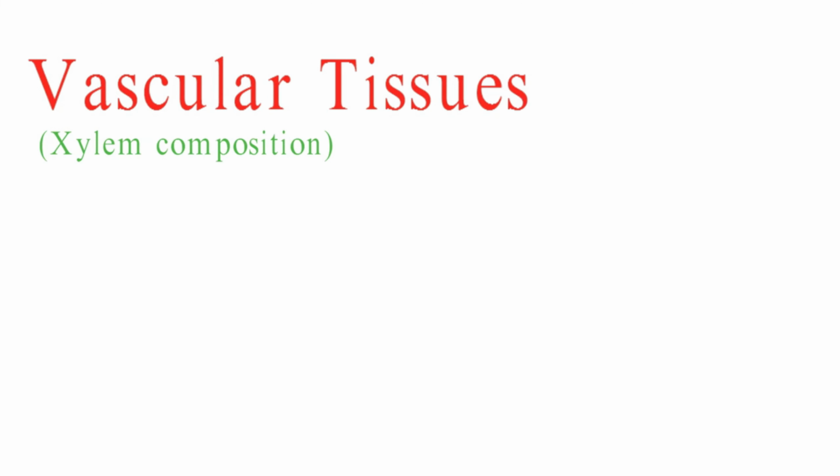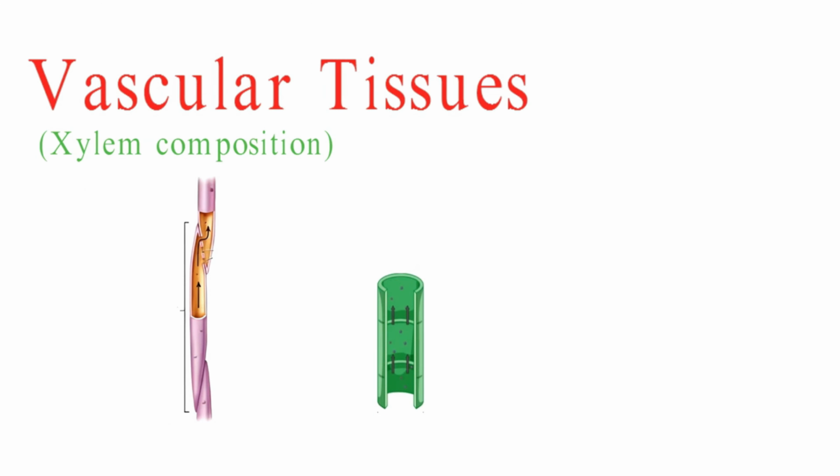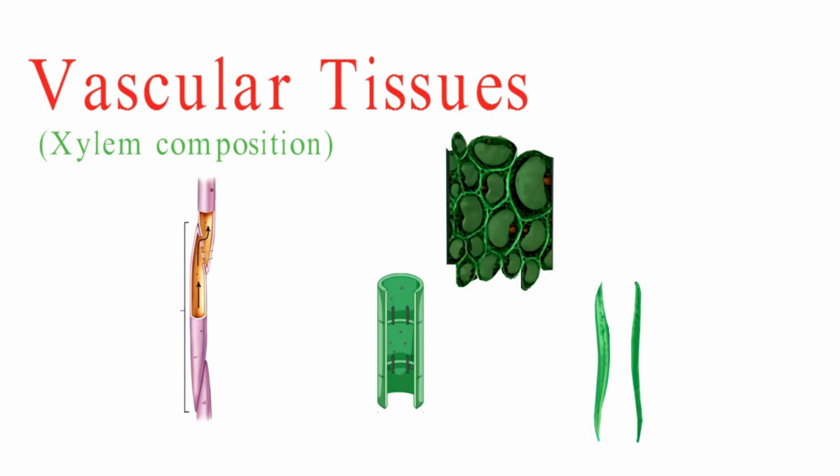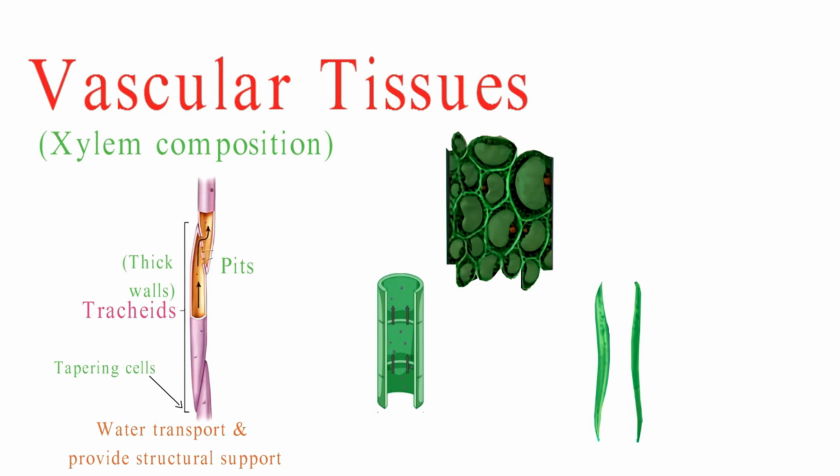Xylem consists of several key cell types, including tracheids, vessel elements, xylem parenchyma, and xylem fibers. Tracheids are long, tapering cells that make up a significant portion of the xylem in most vascular plants. They have thick walls and small, overlapping pits. These cells are highly specialized for water transport and provide structural support to the plant.